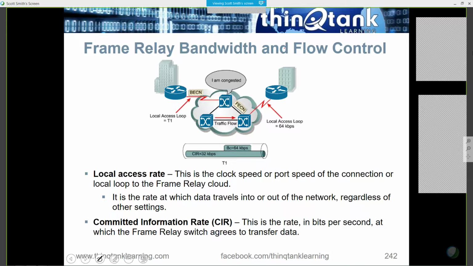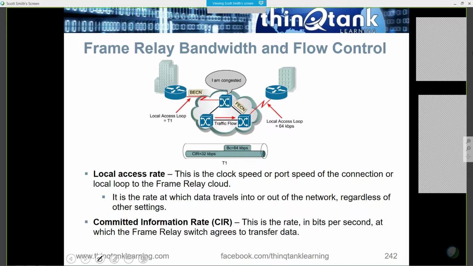Now, committed information rate doesn't mean you're committed to that rate. Committed information rate means the service provider is committed to that rate. They have to guarantee that bandwidth. Most of the time, customers will buy a CIR of 0. Why would they do that? They only pay for what they use. It costs a little bit more, but in the long haul, they're not paying for stuff they're not using.